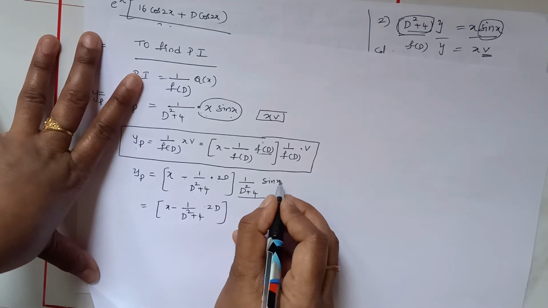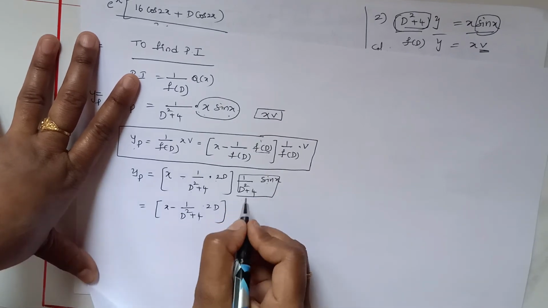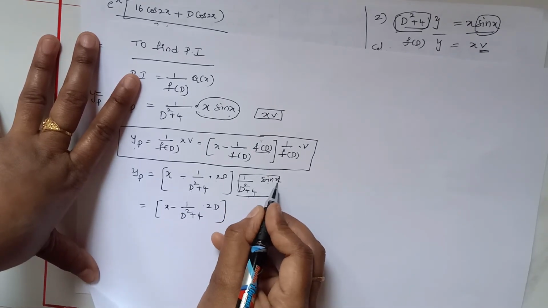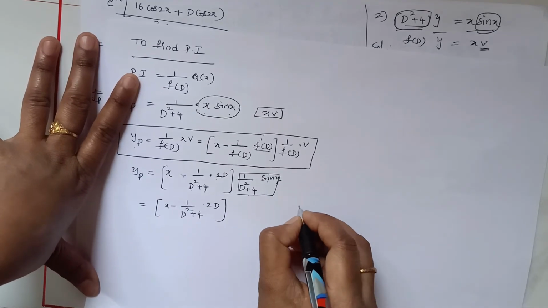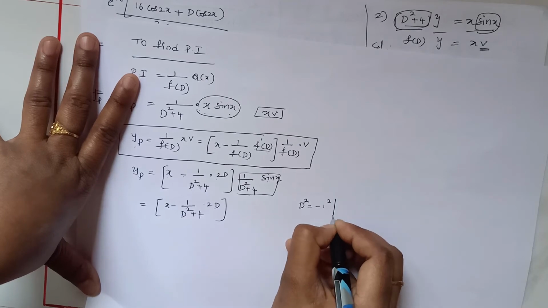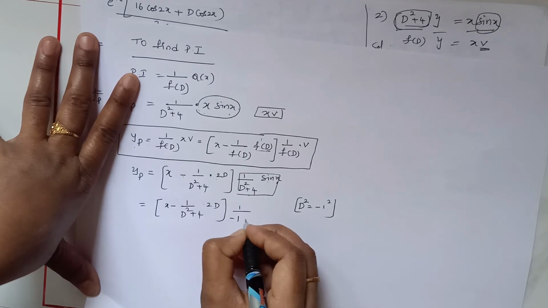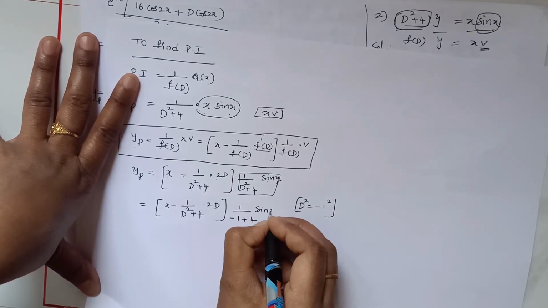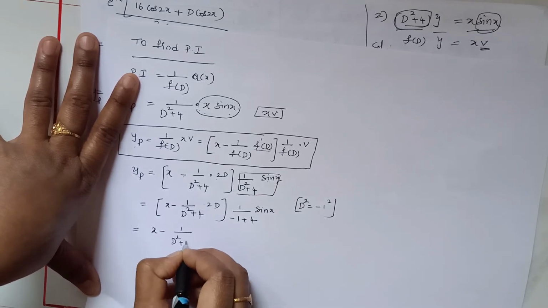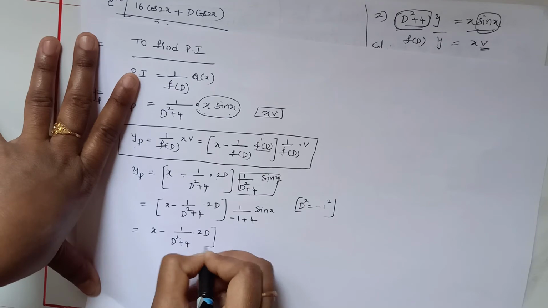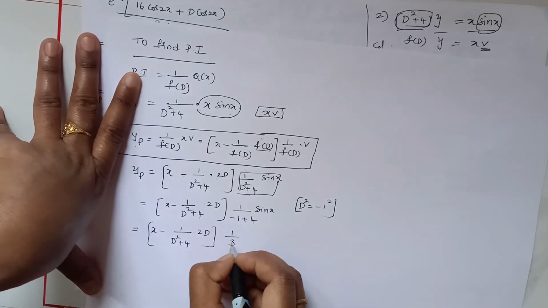Now look at this term, 1 by d square plus 4 sin x. It is in the form of 1 by f of d into sin ax, where a is equal to 1. If you have the sin ax form, you need to substitute d square as minus a square. Substitute d square as minus 1 square, that is minus 1 plus 4 sin x. So this is equal to x minus 1 by d square plus 4 into 2d into 1 by minus 1 plus 4, that is 3, sin x.